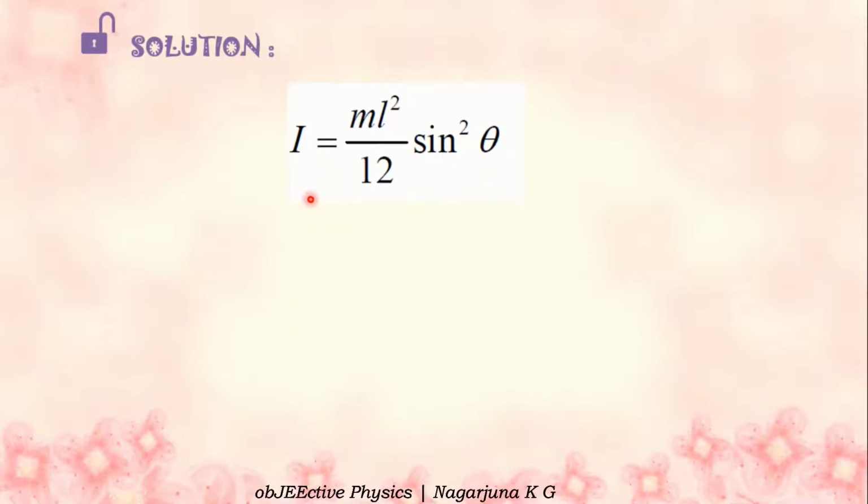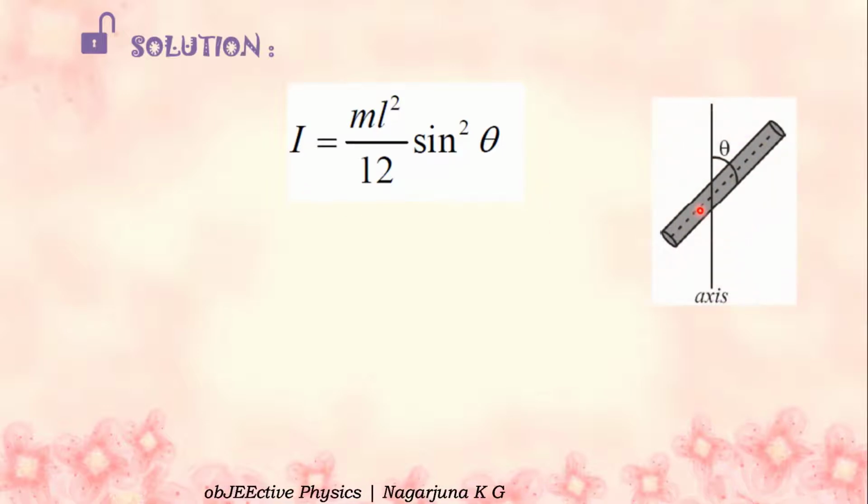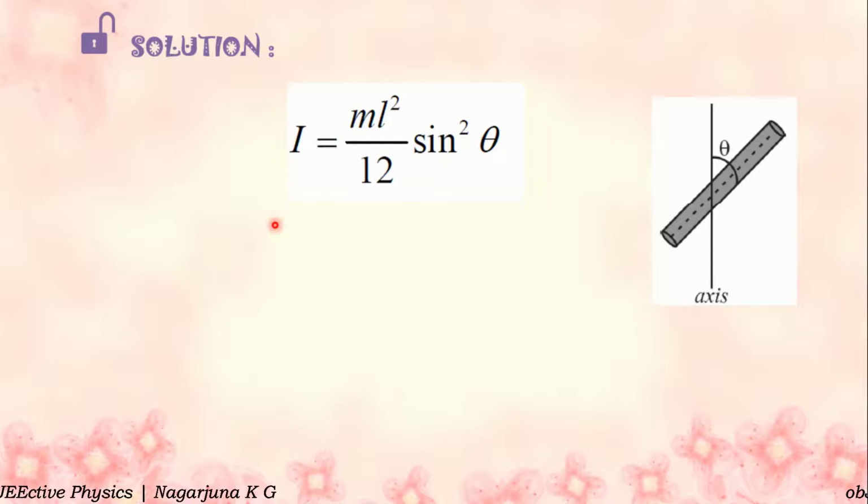Solution. See, in this graph, actually for a thin uniform rod, we know that the moment of inertia of a thin uniform rod about an axis passing through the center and perpendicular to its length is ml square by 12 only.